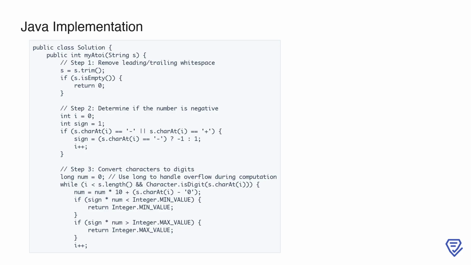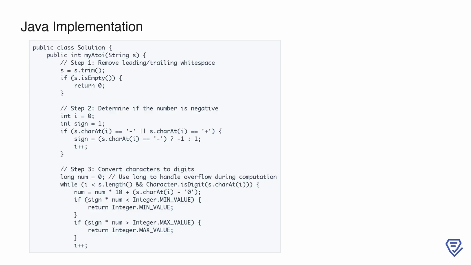The first step is to handle any leading or trailing whitespace by using the trim method. If the resulting string is empty, we immediately return 0, as there's nothing to process. Next, we determine if the number represented by the string is negative or positive. We initialize a variable sign to 1, assuming the number is positive by default. If the first character of the string is a dash or plus, we adjust the sign accordingly and move the index i forward to skip the sign character.